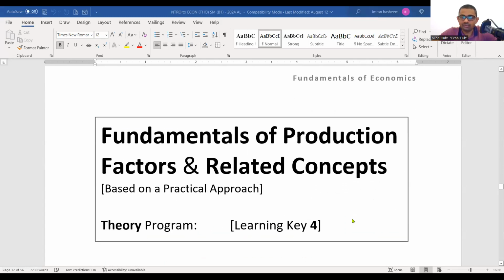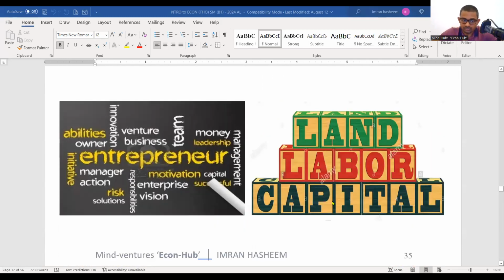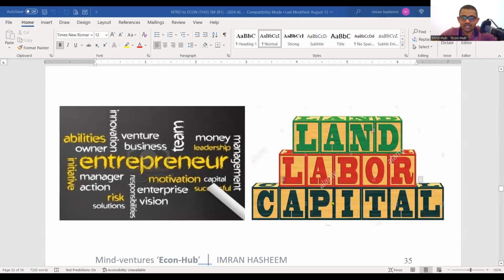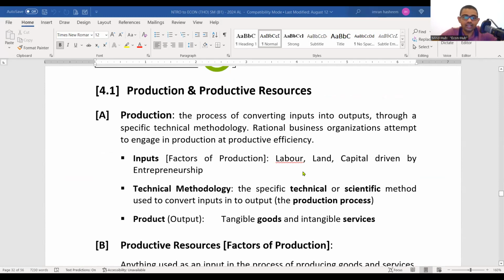In terms of the study material, I was informed earlier by one of your classmates that we are starting on page 35. So if I can quickly share the screen with you, basically, as you can see, we are on page 35, Fundamentals of Production Factors and Related Concepts, Theory Program, Learning Key 4. The starting page gives an idea about what kind of things we will be learning in this particular learning key. As we scroll down, we start talking about production, a very basic idea of production. Then we will look at what these productive resources are and how we classify or categorize them, mainly into economic and non-economic resources or free resources.